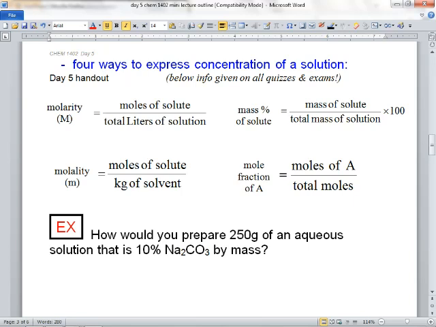Molarity, molality. Notice, Daisy, molarity and molality, one has a big M, the other one has a little m. But that's not my question. Daisy, in every single one of these ways to express concentration, it's really an equation with how many variables? How many variables in every single equation up there?